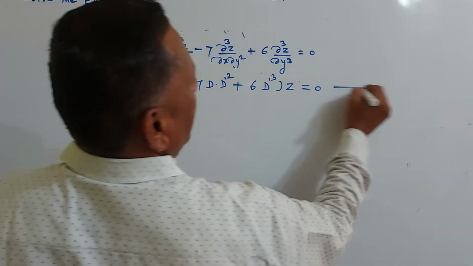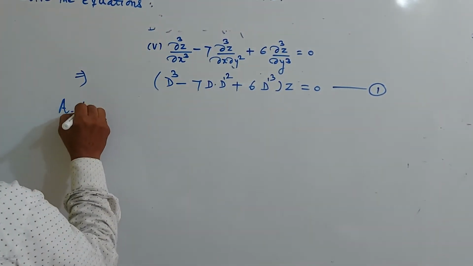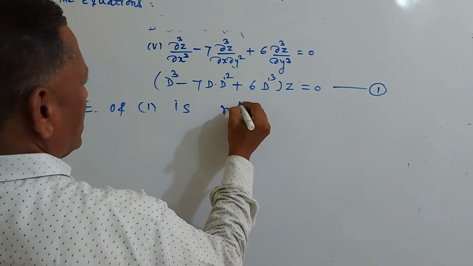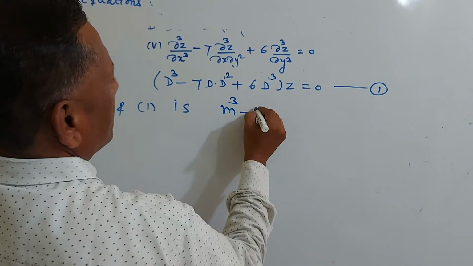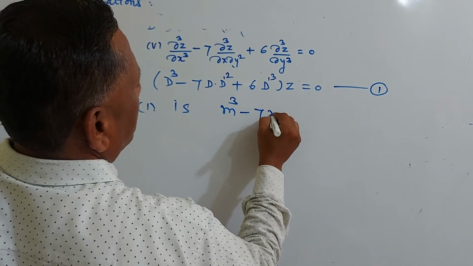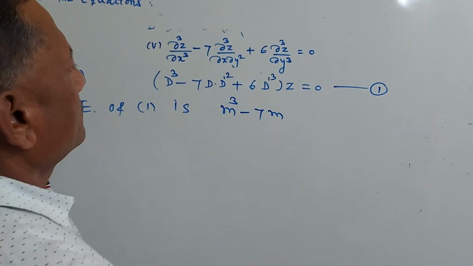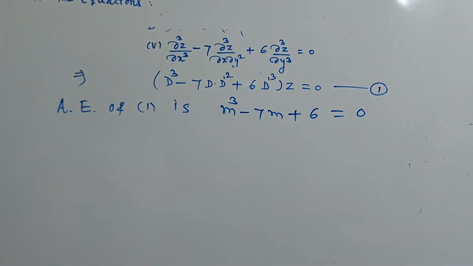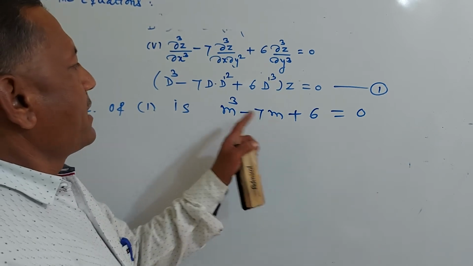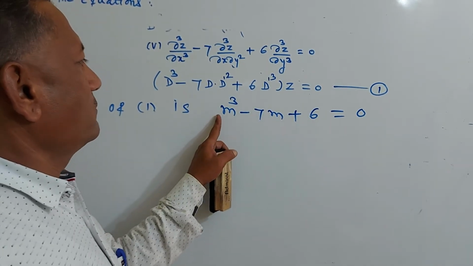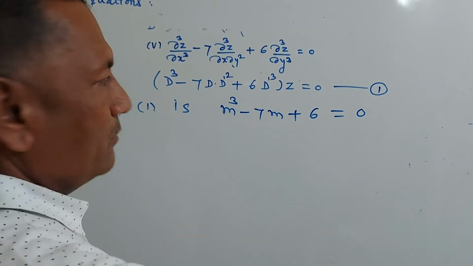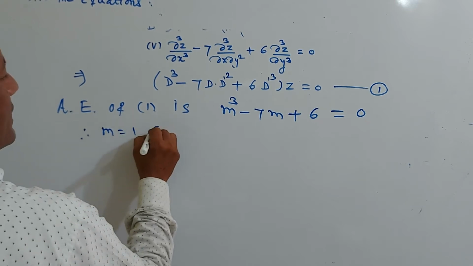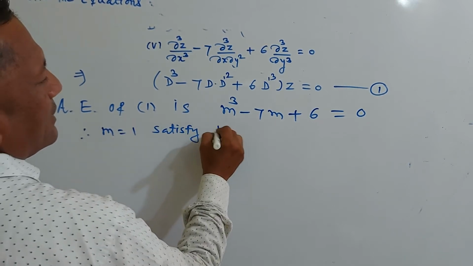Therefore, the auxiliary equation of one is, what is the auxiliary equation? You put D is equal to m: m³ minus 7m plus 6 is equal to 0. Here 6 plus 1 is 7, 7 minus 7. Therefore, m is equal to 1 satisfies this equation.